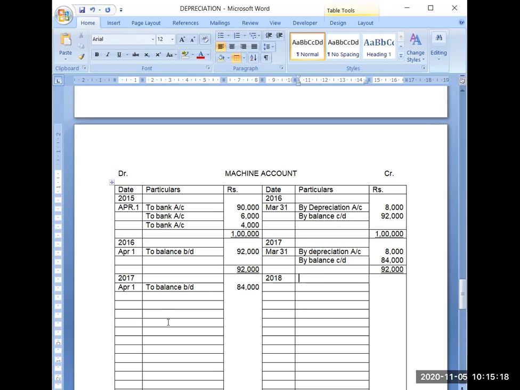Now on, again, you will find that there is no purchase or sale of machinery in the year 2017-18 also. So now what I will do, I will charge the depreciation by depreciation. After 1 year again I will be charging the depreciation, and it will be 8,000 by balance carried down.